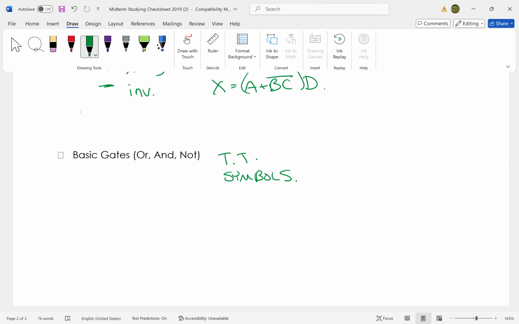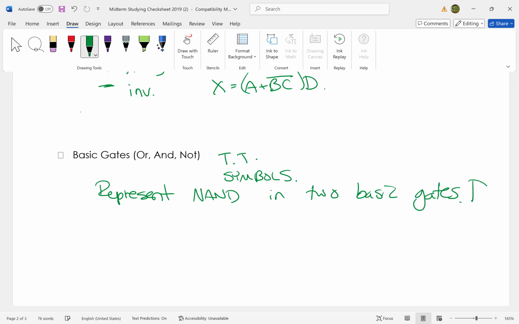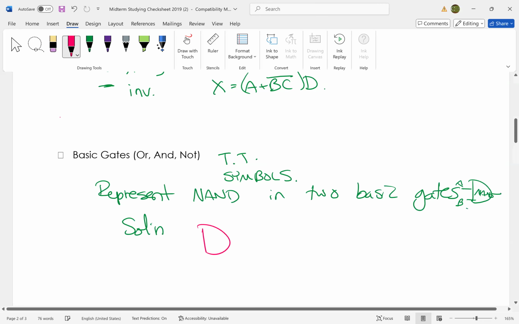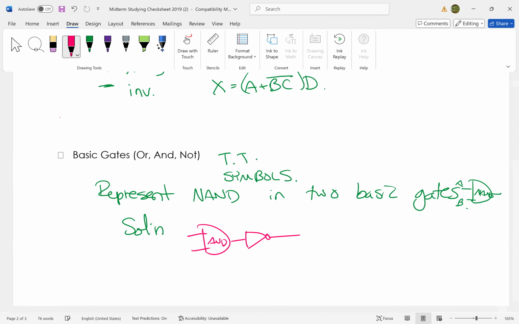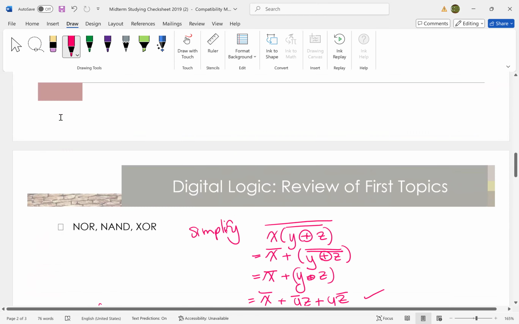So an example of a basic gate problem is: represent NAND in two basic gates. So NAND looks like this. And the solution would be this. It would be an and and an inverter. And that's how you would represent a NAND with just basic gates.